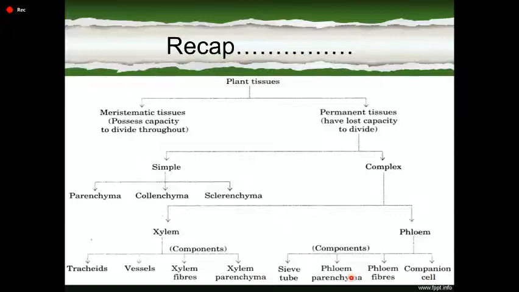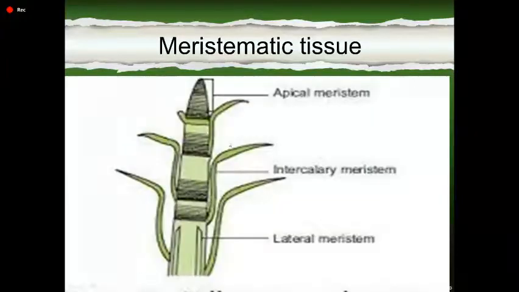The next slide before you is the position of the meristematic tissues, children. If you remember, we have learned the position of meristematic tissues is according to the location. The one which is present at the apex of stem and root was called apical meristem, the one at the nodal region was called intercalary, and the one placed at the girth, the base of the stem, is called lateral meristem.